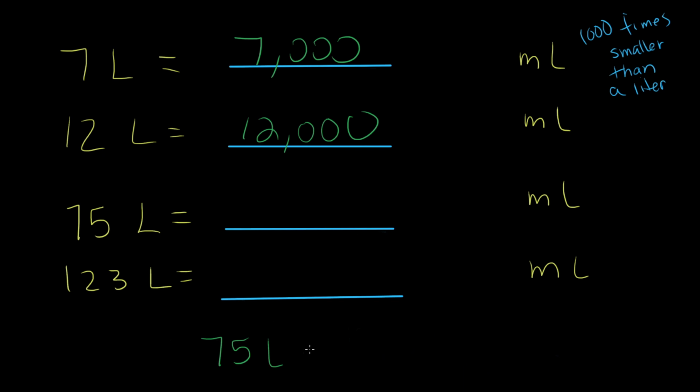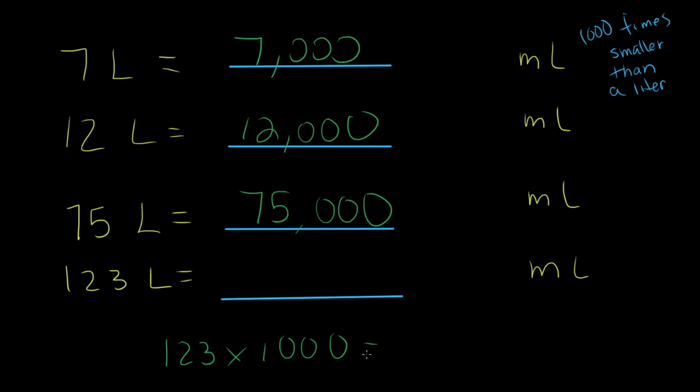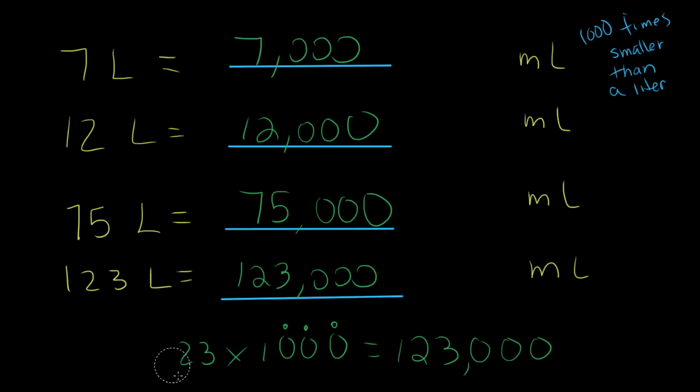75 liters is how many milliliters? It's going to be 75,000. Okay, and last but not least, 123 times 1,000. Well, 123 times 1 is 123. Let's add our zeros. 1, 2, 3. 123 liters is 123,000 milliliters. The conversions from liters to milliliters is that simple.